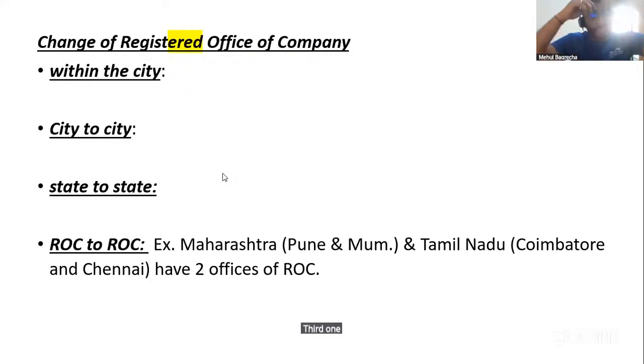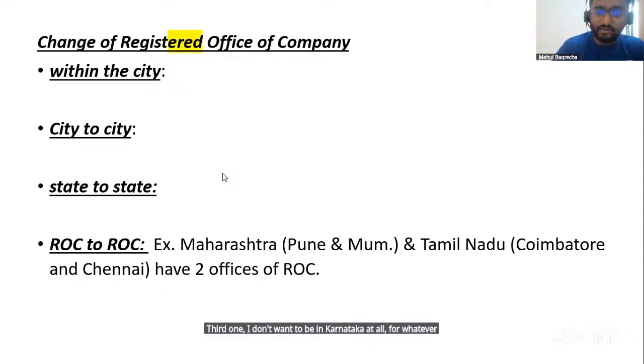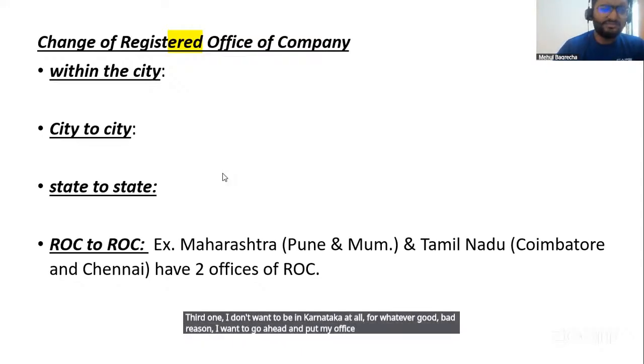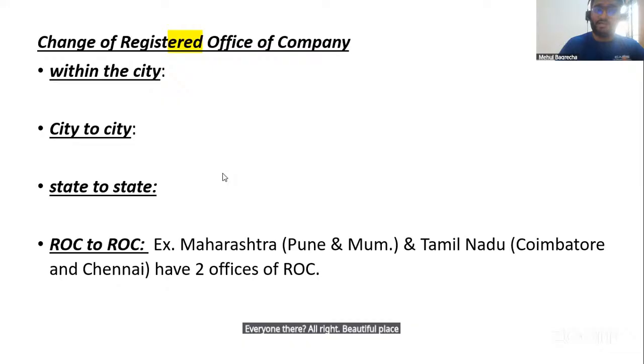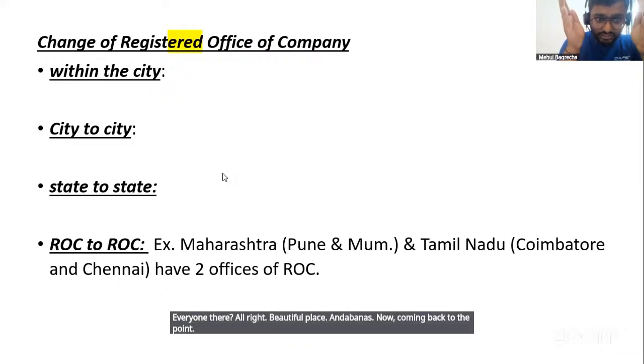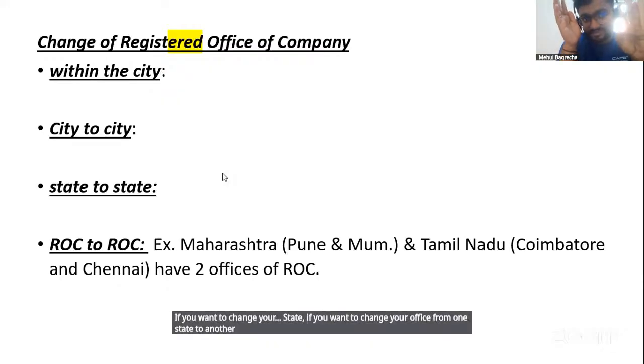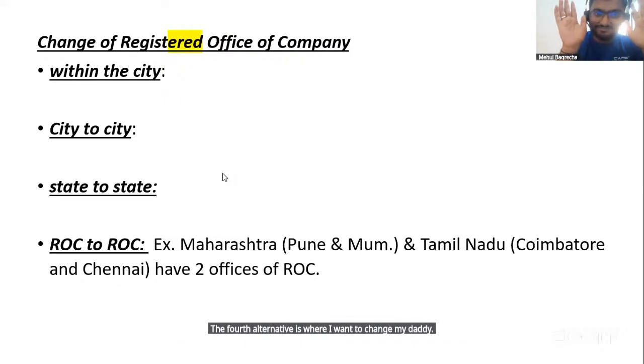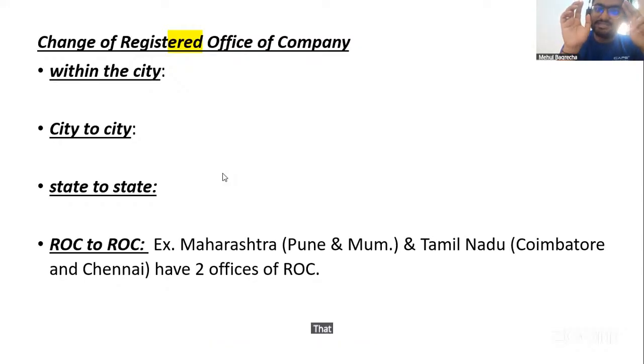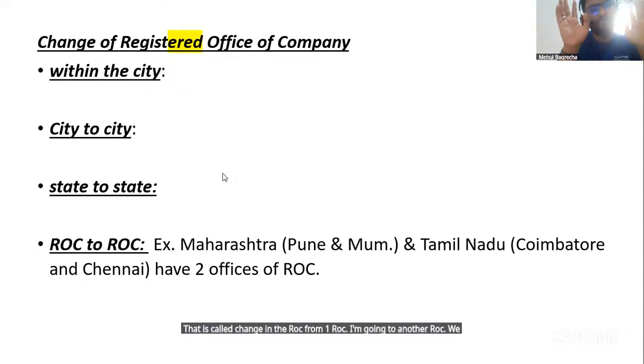Third one, I don't want to be in Karnataka at all. For whatever good or bad reason, I want to put my office in some small place where nobody is going to come. Let's suppose I want to have my registered office in Andaman and Nicobar. Everyone there? Beautiful place, isn't it? Now, coming back to the point, if you want to change your office from one state to another state, this becomes my third alternative. The fourth alternative is where I want to change my ROC. That is called a change in the ROC. From one ROC, I'm going to another ROC. We will discuss all the 4. Sit straight now.